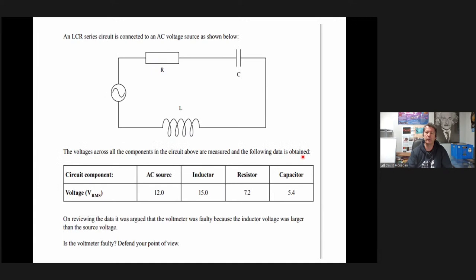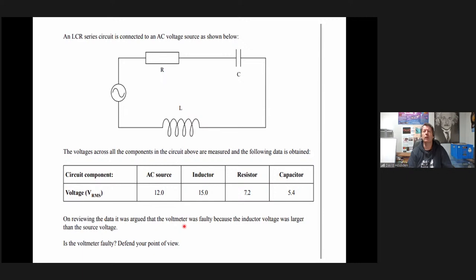So here's a very simple question that came up. We've got the 4 components: some sort of source, a resistor, a capacitor, an inductor. And you're told the source is 12, the inductor is 15, the resistor is 7.2, and the capacitor is 5.4. And they look at this and think, something's wrong here. The inductor voltage is bigger than the source voltage. And the question is, is the voltmeter faulty? Defend your point of view.